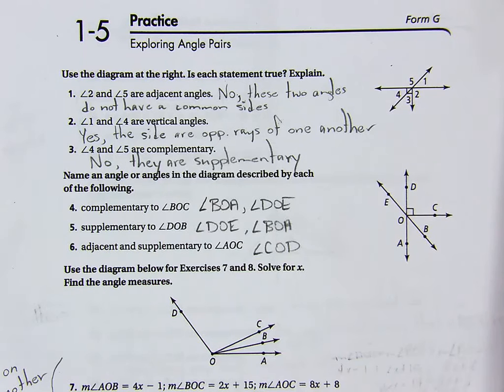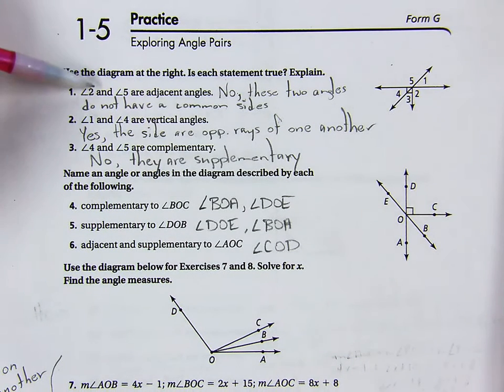The answers here. This is a fairly long assignment, a lot of problems, and the way we do them is going to probably take a long explanation, but let's go over these real quick. Use the diagram at the right. Is each statement true? And you're supposed to explain why. If you know the definitions, this is not too hard.